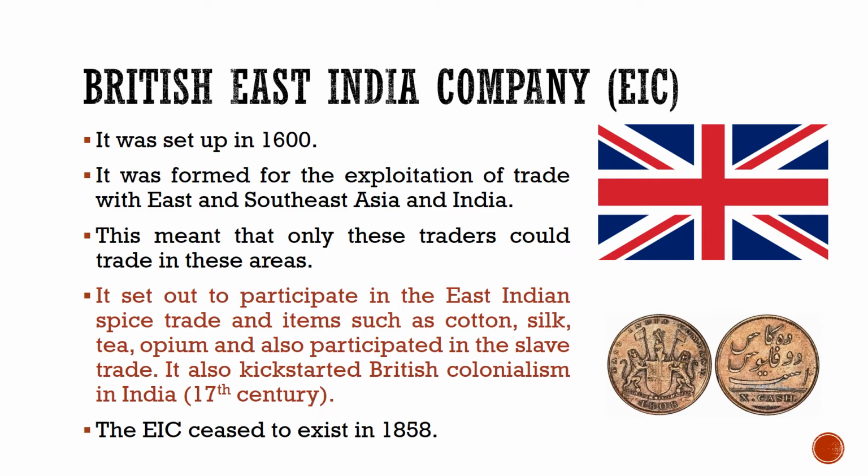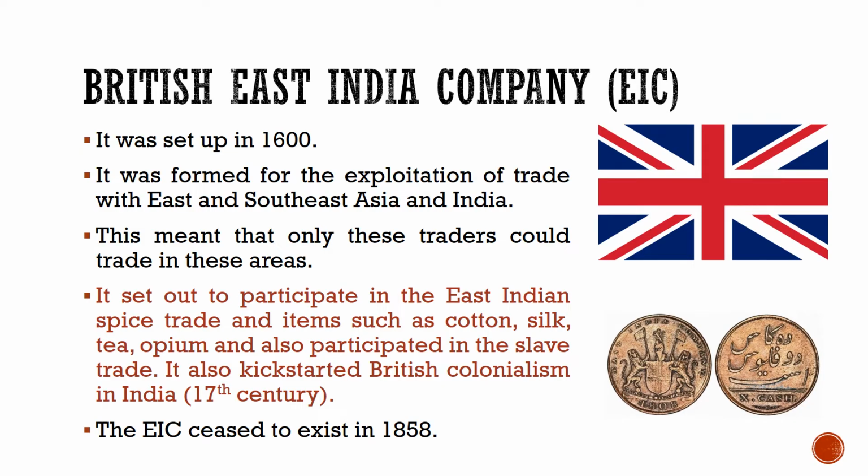Alright, so at the same time that the Dutch had their own trading company, the British also had their own, also known as the EIC. It was set up in 1600, the 17th century as well, and it was formed for the exploitation of trade with East and Southeast Asia and also India.